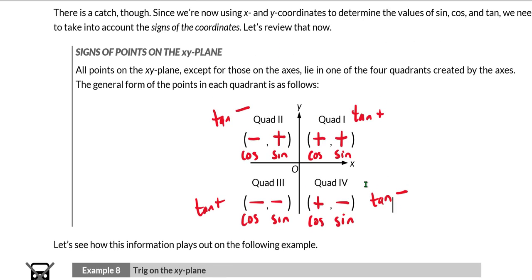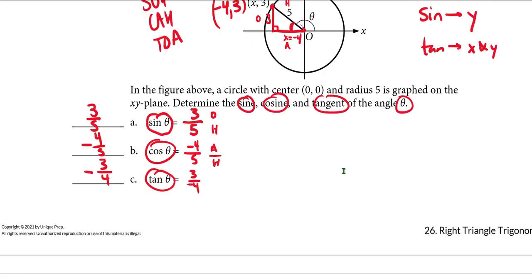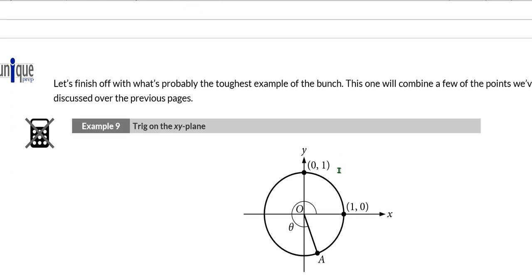I don't particularly like that mnemonic because I like to simply know that my cosine is associated with my x values and my sine is associated with my y values and my tangent is associated with both of those values. Anyway, moving on to the final example here, and what is probably the most difficult example.